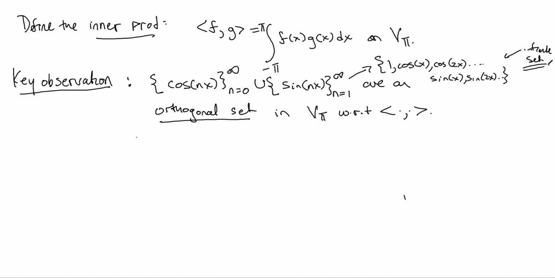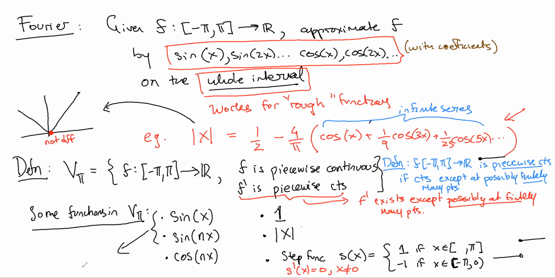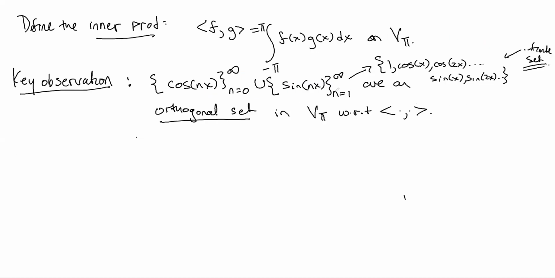So going back here, this is true for any integer n, right? So I actually have infinitely many vectors in this set. If I wanted to be clear, I could make the second one m, but m and n don't have to be the same. Okay, so let's check this.